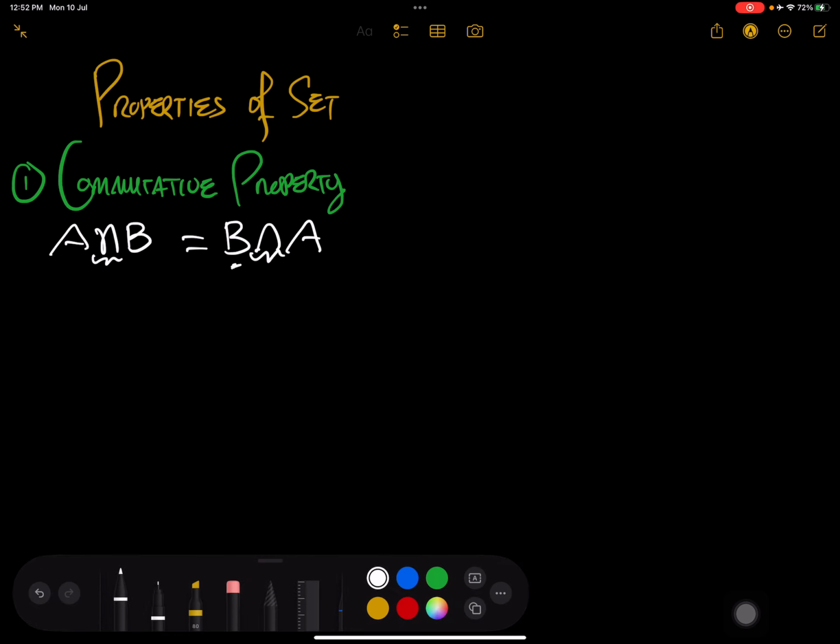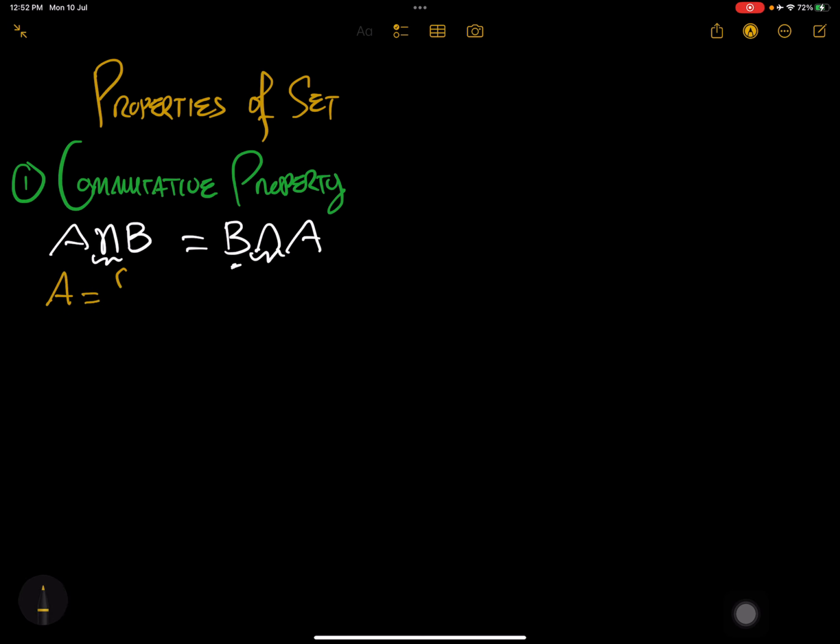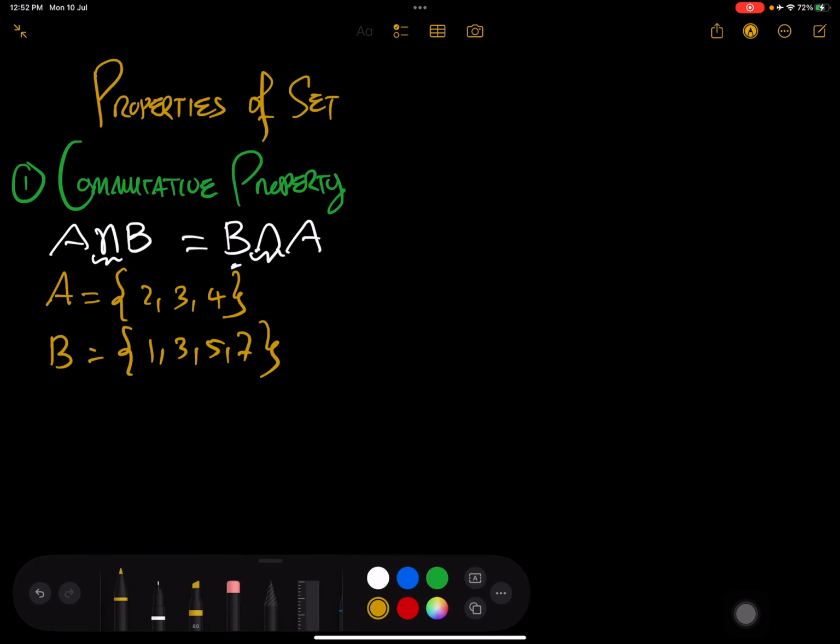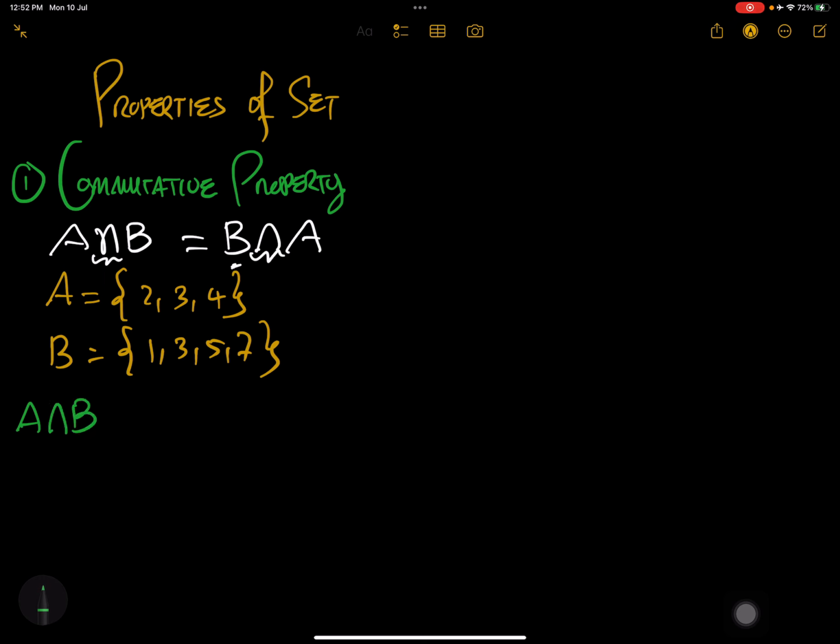So let's imagine. How do we know that? Let's imagine that we have a set A with members 2, 3, and 4, and we also have set B with members 1, 3, 5, and 7. Now, for A intersection B, what is common? Is 2 here? No, 2 is not in there. Is 3 here? Yes, 3 is there. So 3 is intersected, but 4 is not. There's no 5, no 7 among them. So this becomes A intersection B, and don't forget, this is called a unit set, because it contains only one member.